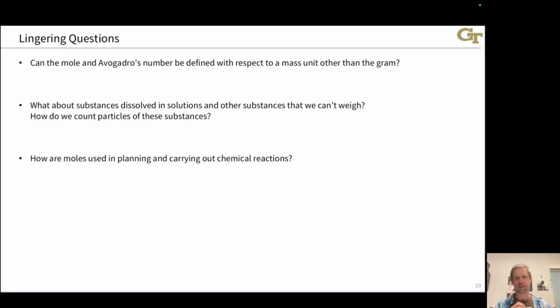What about substances that we can't weigh? So how do we count molecules if we can't use molar mass, since we can't weigh a substance? For example, substances that are dissolved in solution, we can't weigh directly since they're always bathed in liquid, right? Liquid solutions have solutes that we can't weigh directly. How do we count particles of substances found in solutions is a lingering question. And then how we actually use moles. And this is something you'll definitely touch on in your introductory chemistry course. How do we use these counts of atoms and molecules to plan and carry out chemical reactions?